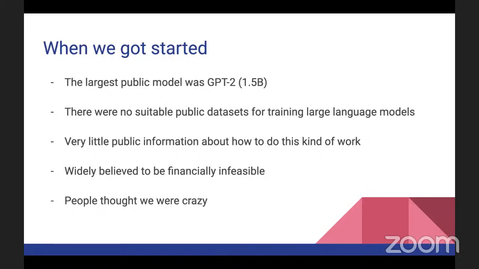There was almost no public information about how to do this kind of work. You basically had the contents of the GPT-3 preprint, which was sparse in some details and had some extremely important information in footnotes. And so we, to a large extent, felt like we were having to figure things out as we went without much of a guide. And what we were doing was widely believed to be infeasible.